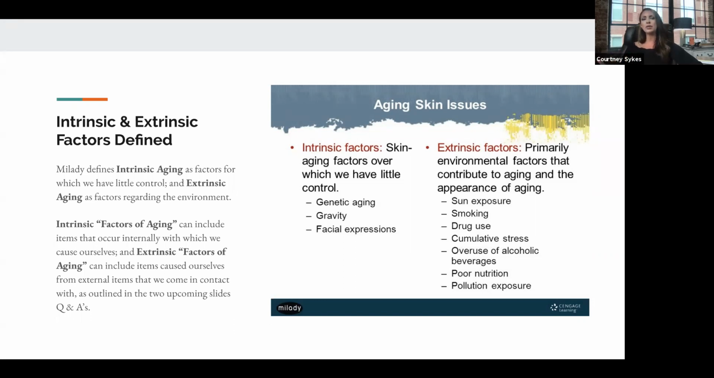Extrinsic in that particular instance would be things like UV rays, sun exposure, secondhand smoke, environmental toxins, and that sort of thing. So this looks at it just a wee bit differently.